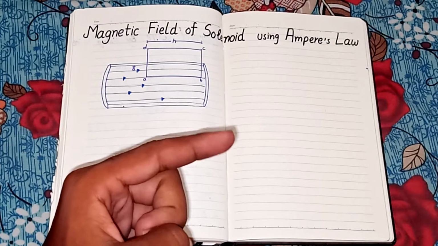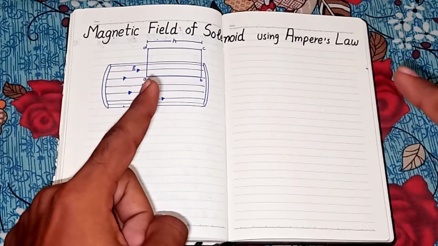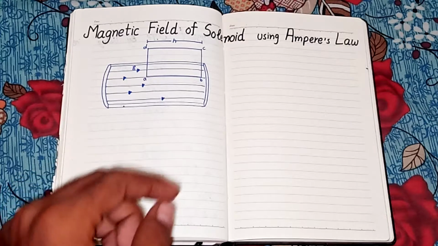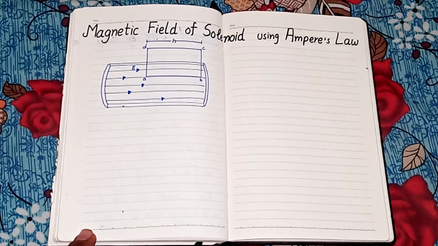As the length of the solenoid increases, the interior field becomes more uniform and the exterior field becomes weaker. An ideal solenoid is approached when the turns are closely spaced and the length is much greater than the radius of the turns.